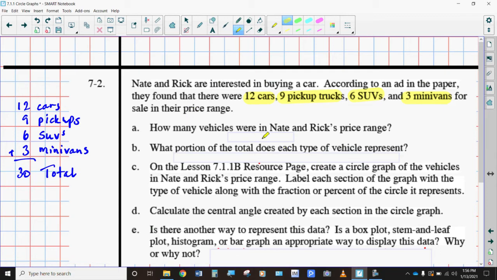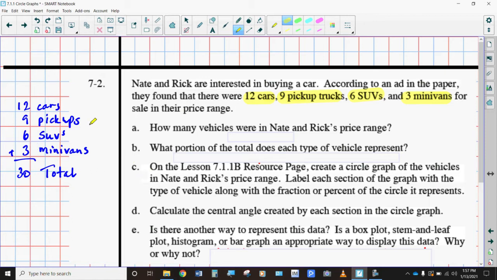Okay, so if we're going to be keeping track of everything, remember last year when we were looking at probability, we would add up the total, and the total would go on the bottom. That would be your denominator. And then the numerators, like for the probability of choosing a car or the probability of choosing a pickup, that number would go in the numerator. Well, this is similar to that, right?